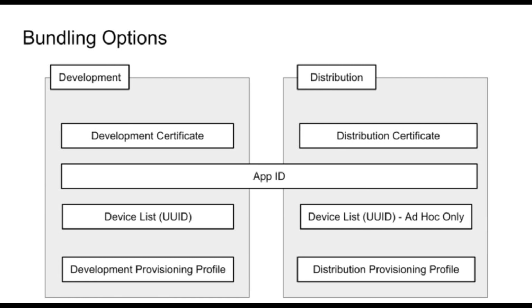The third concept is the devices list. If you're on the development mode, you need the devices list. In distribution mode, you essentially don't need the devices list unless that distribution is an ad hoc distribution. And the final one is your provisioning profile. If you're on the development track, you need a development provisioning profile. If you're on the distribution track, you need a distribution provisioning profile.